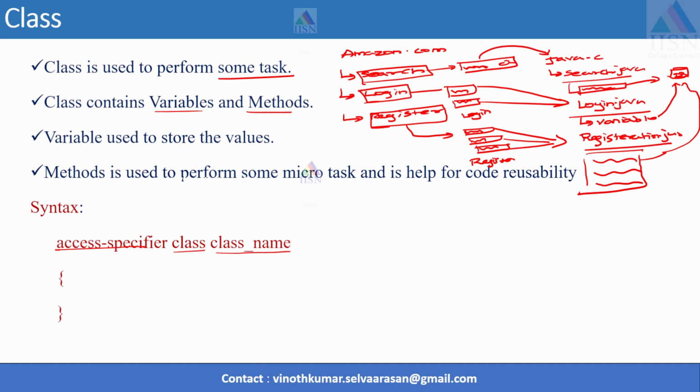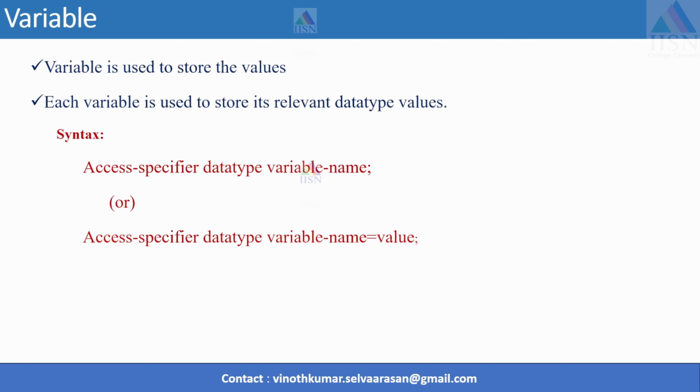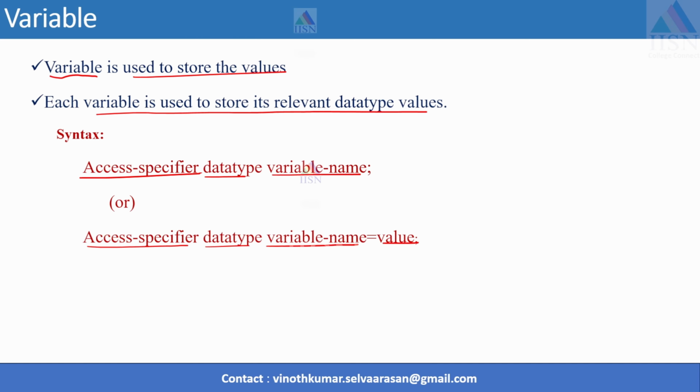Okay, so hope you understand what the class and variables are. Let's see details about the variables. How to create a variable. As I already told, a variable is used to store values, and each variable is used to store its relevant data type. Okay, so here you see we are having the access specifier, data type and variable name, or we can have the access specifier, data type and variable name equal to value. Okay, so what it means is relevant data type values.